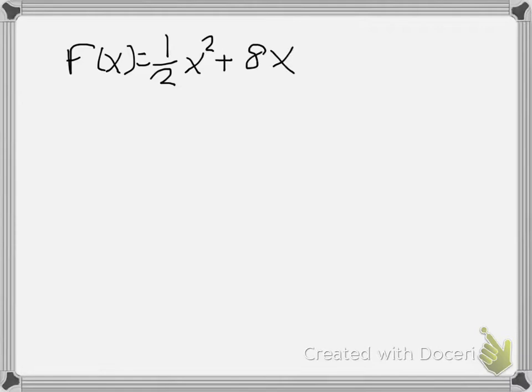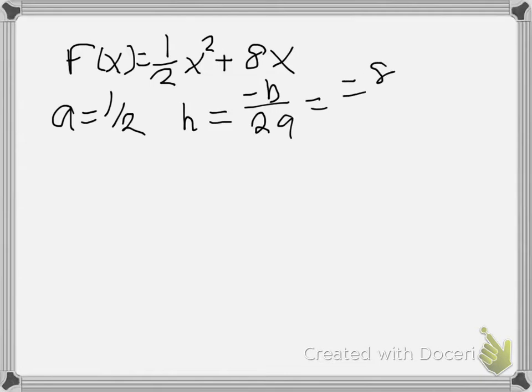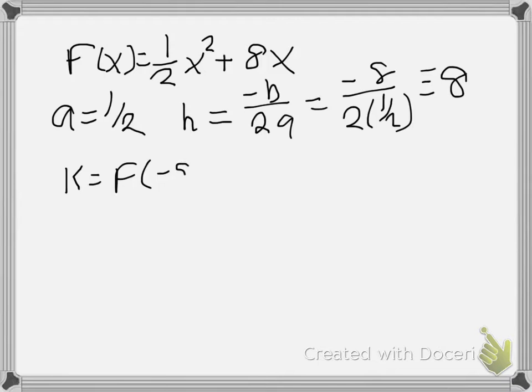Last one that I'm going to do. F of x is equal to 1/2 x squared plus 8x. Alright, so our a is equal to 1/2. Our h is going to be negative b over 2a again. So I got negative 8 over 2 times 1/2, or hopefully you all see that is negative 8. Now, k equals f of negative 8.